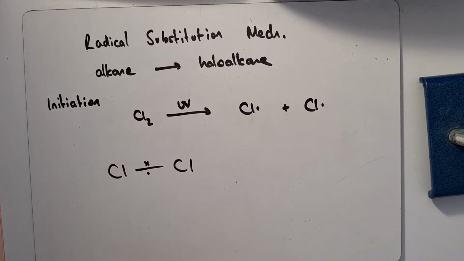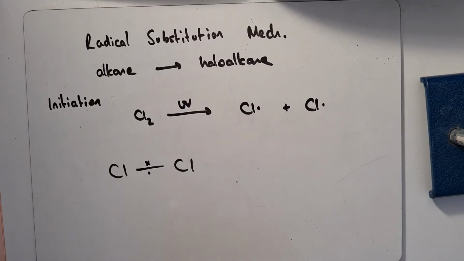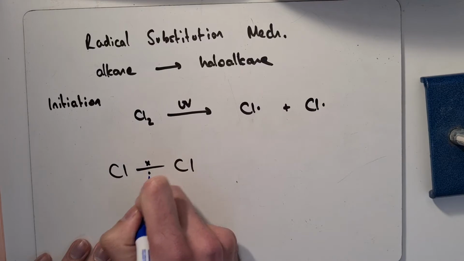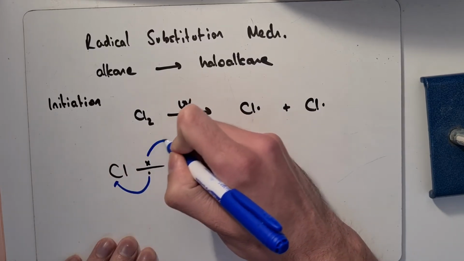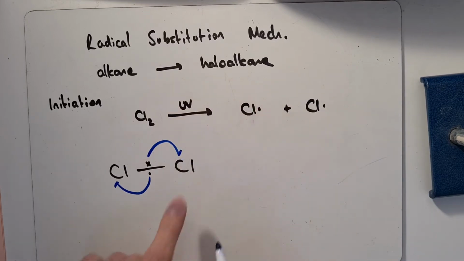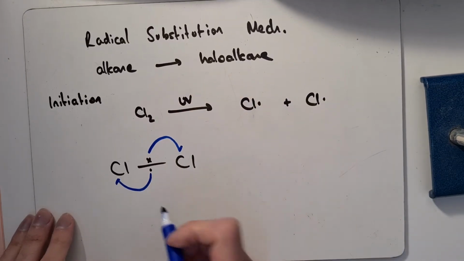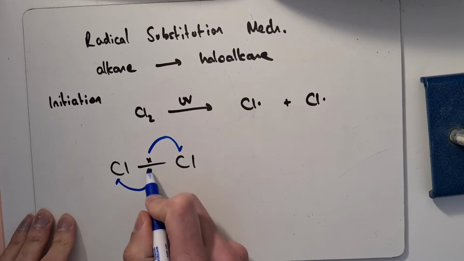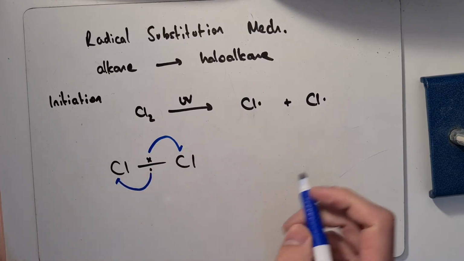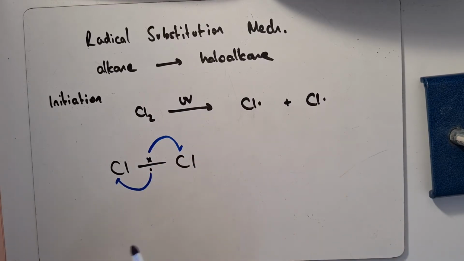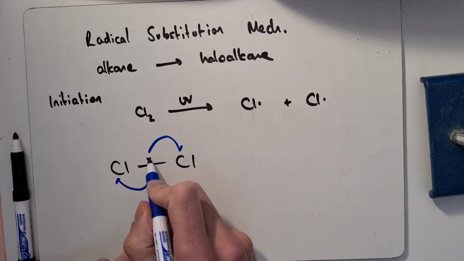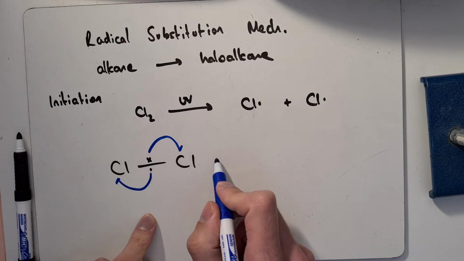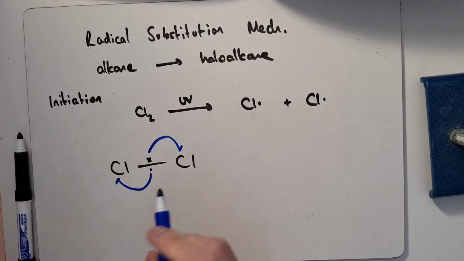Let's get a different colour pen. And what's going to happen is this electron is going to go back into that chlorine, and this electron is going to go back into this chlorine. Notice I'm just using half arrows. This represents that just one electron's moving. Now this is homolytic fission. So homolytic fission is where one electron goes back to one chlorine, one electron goes back to the other, to form radicals.